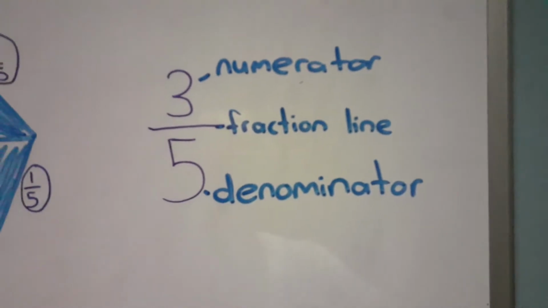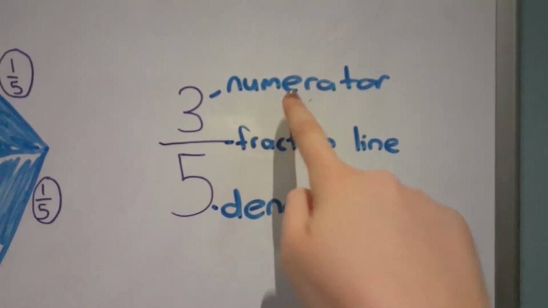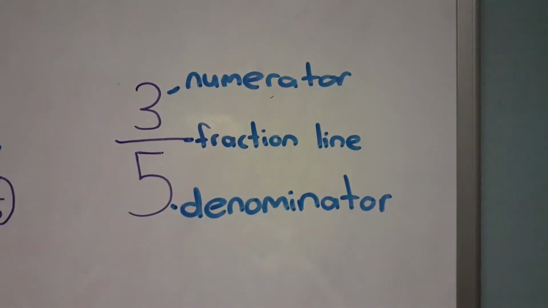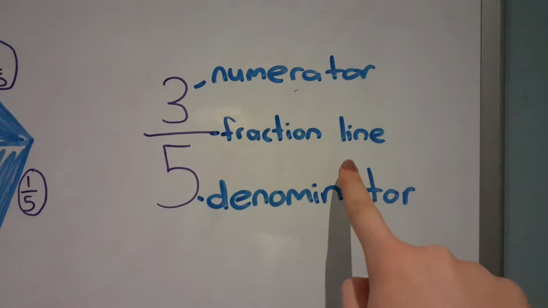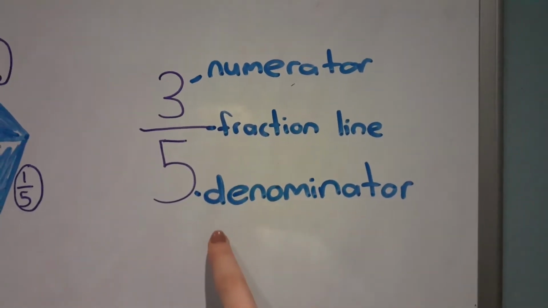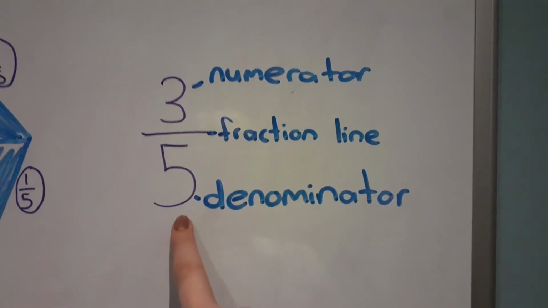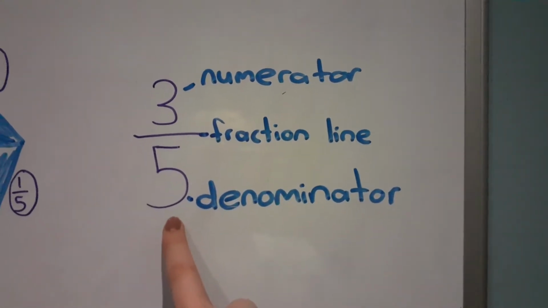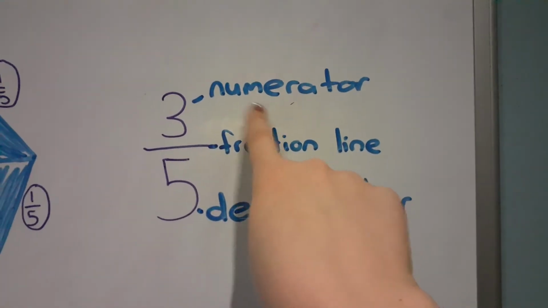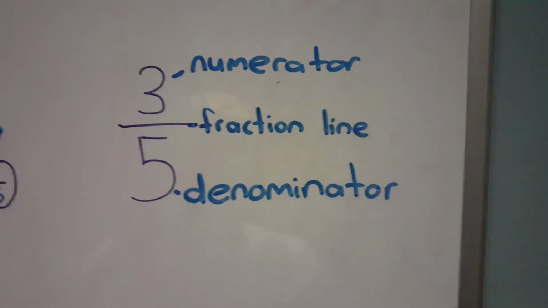So now let's look at the names of our fractions, or the names that are parts of the fraction. The numerator is the number on top, the 3. The fraction line is the line of the fraction, and the denominator is the one at the bottom. So, denominator is bottom, numerator is top. If you can write this down in your book for me, please.